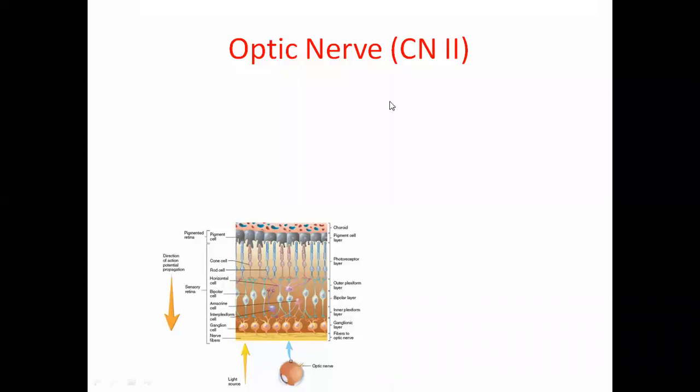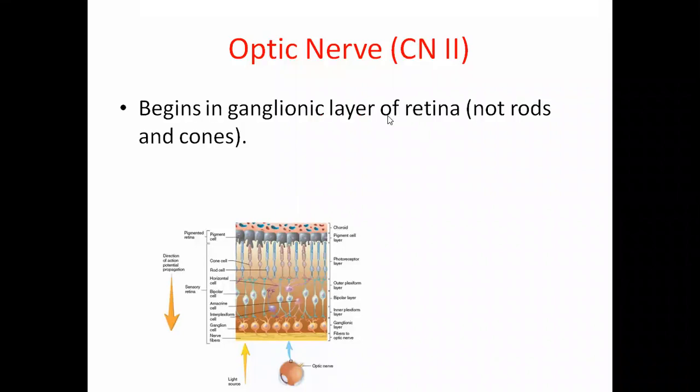Special somatic afferent. Special somatic afferent. Okay. Anyone else? Any other opinion? All are agreeing, right? Yes, sir. Anyway, this is beginning as the ganglionic layer of the retina.